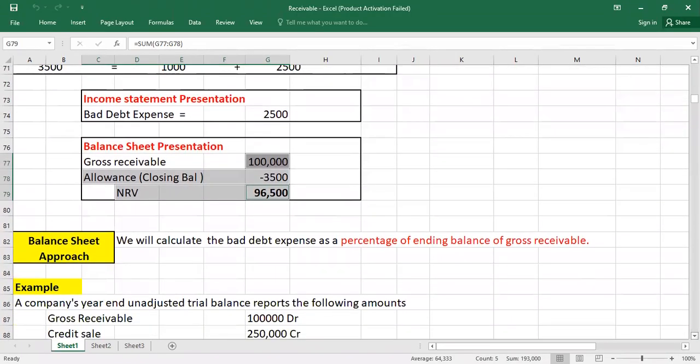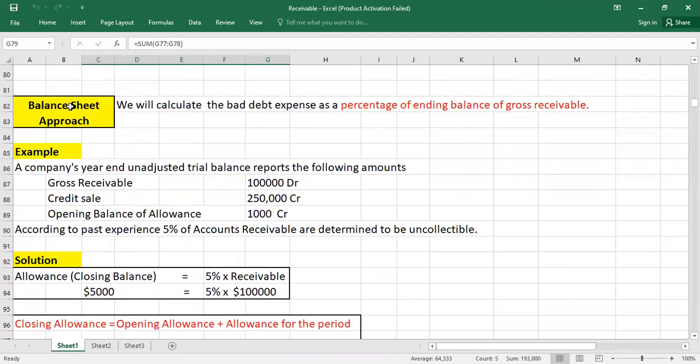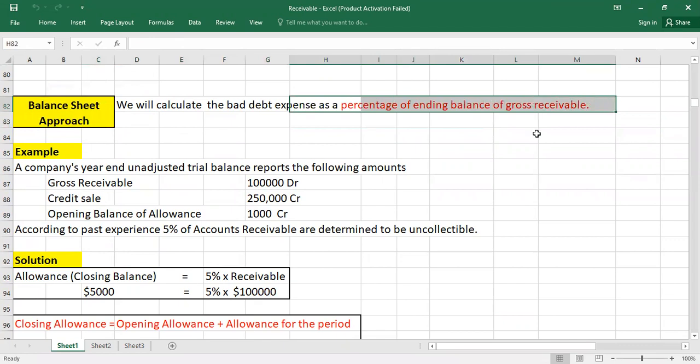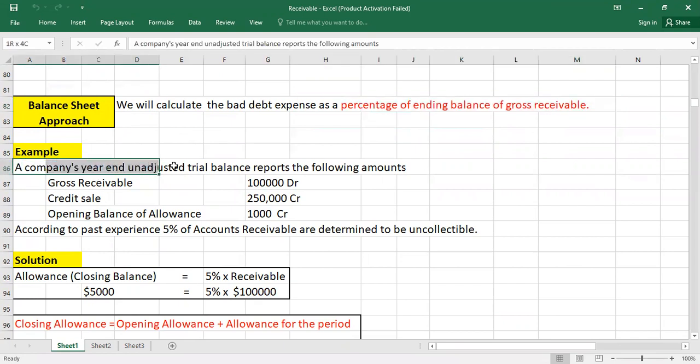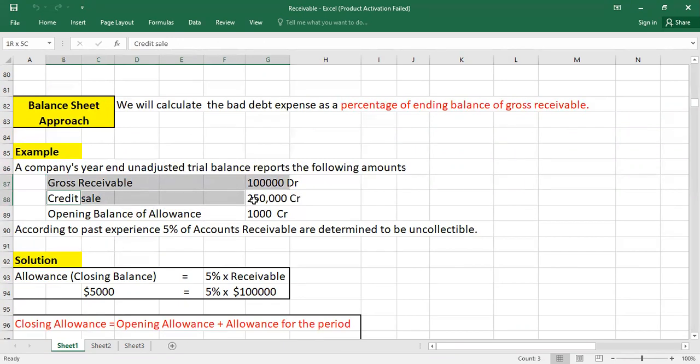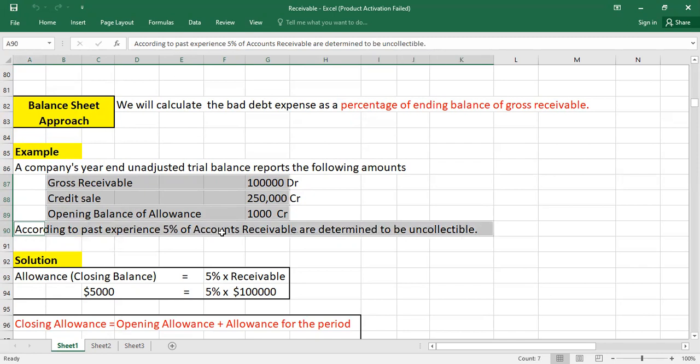Now we are going to work with the balance sheet approach. Under the balance sheet approach, we will calculate the bad debt expense as a percentage of the ending balance of gross receivable. For example, a company's year-end unadjusted trial balance reports the following amounts. Let's assume you have gross receivables of 100,000, a credit sale of 250,000, and an opening balance of allowance of 1,000. According to past experience, 5% of accounts receivable are determined to be uncollectible.